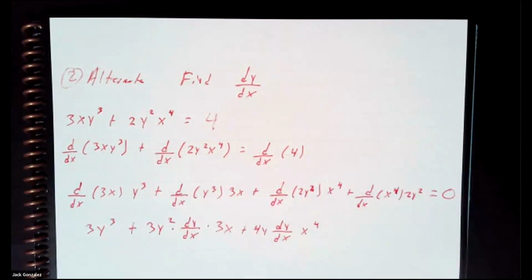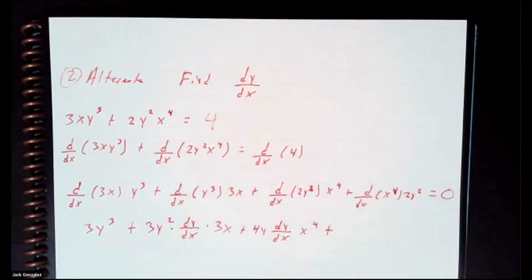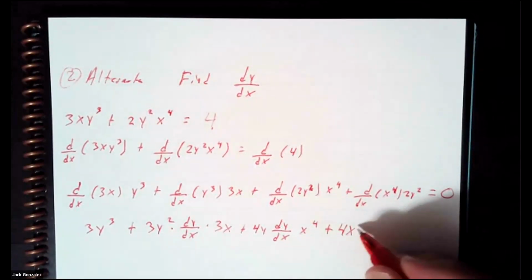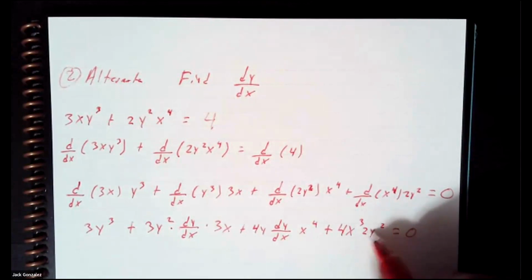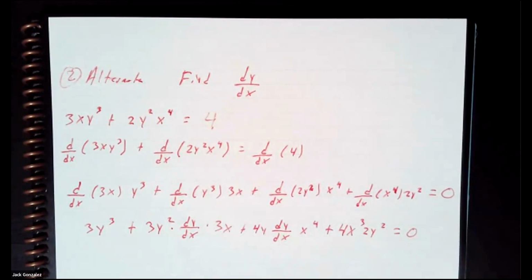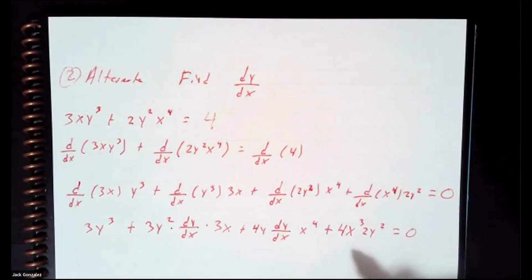Is it 4x and d or dx? Four x cubed. 2y squared, right? We don't have a chain rule piece. Is there any question? So that's the derivative. Are there any questions on how to get to this step and doing the product rules?